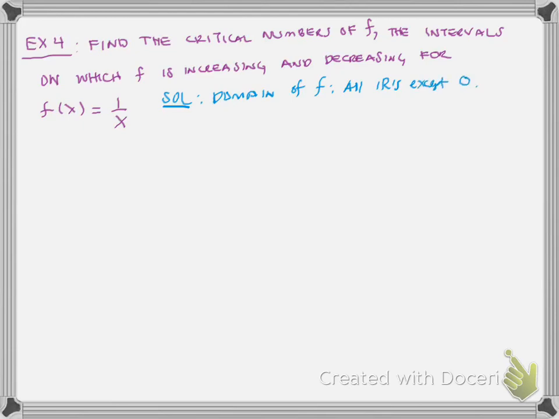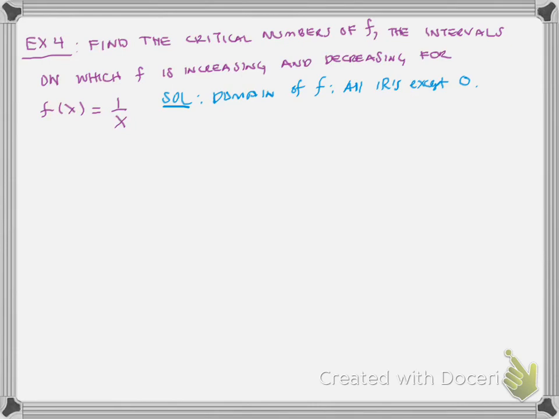Okay, so what that means is this. When we do f prime, if one of our partition numbers happens to be 0, then it cannot be a critical number because it's not in the domain of f. And that's all that means. That's the big difference between recognizing whether your partition number is also a critical number.